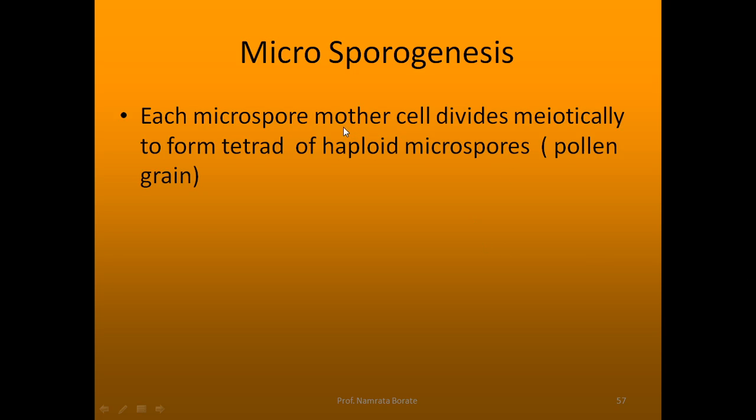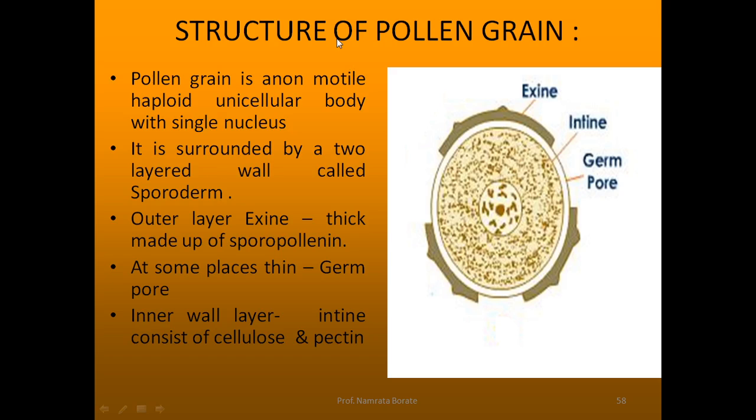In microsporogenesis, each microspore mother cell divides meiotically and forms a haploid pollen tetrad or pollen grain. It is also called a microspore. Next point is structure of pollen grain.